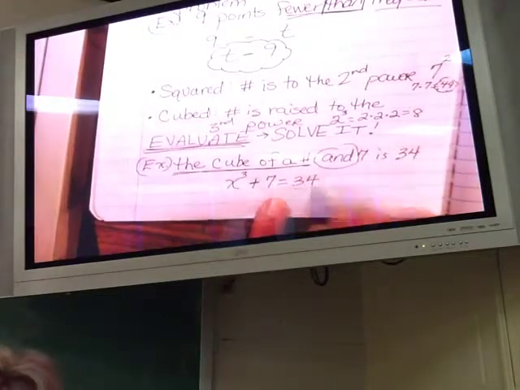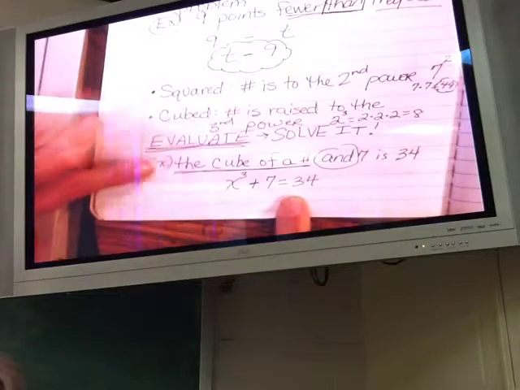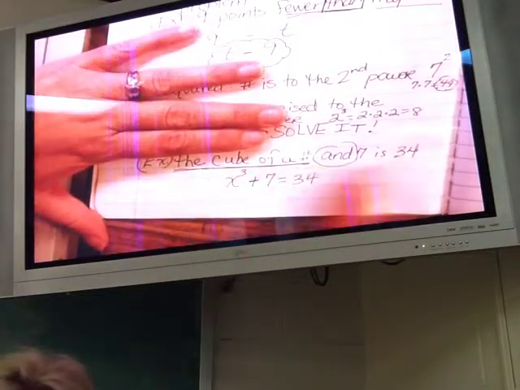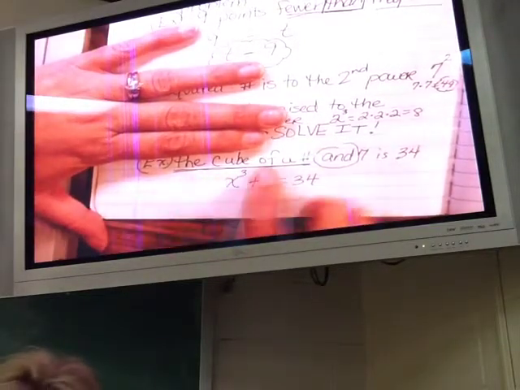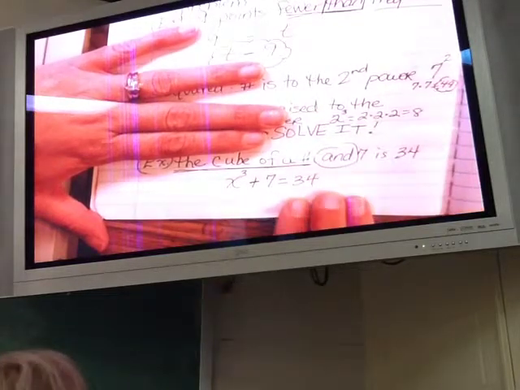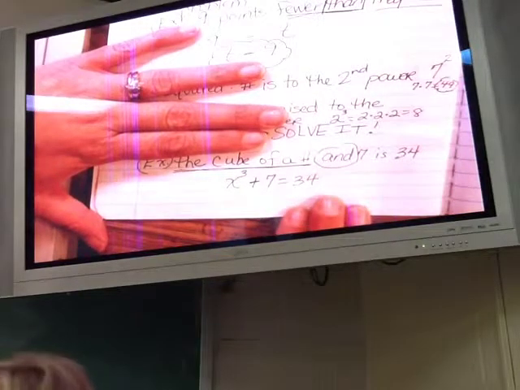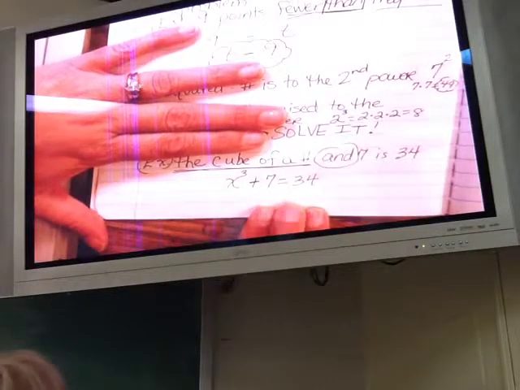Okay, so did it say to evaluate? No, it just said the cube of a number and 7 is 34. It didn't tell you to evaluate it. It just wanted you to write the algebraic expression.